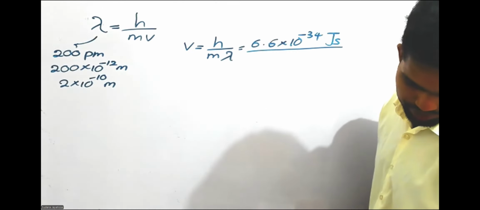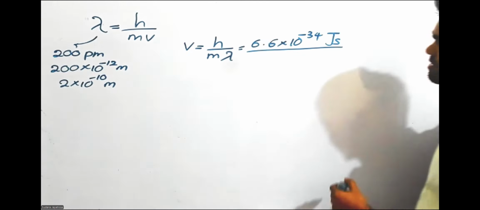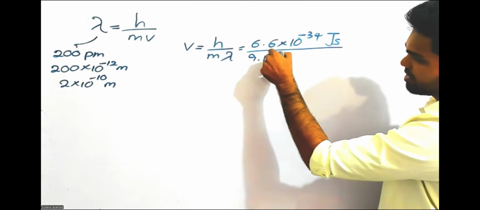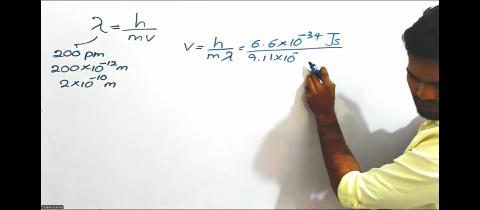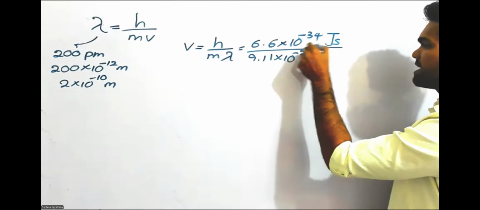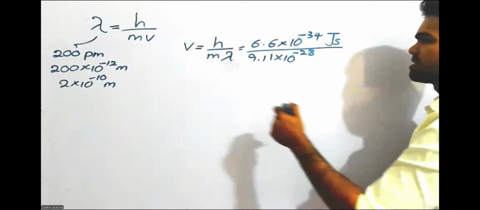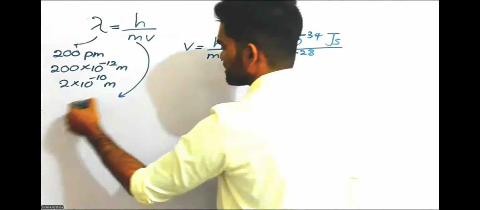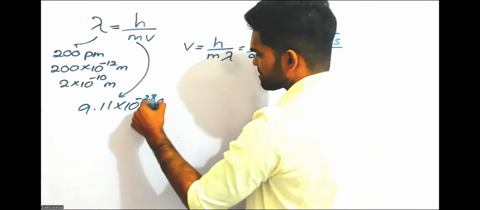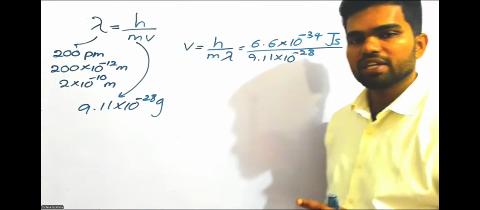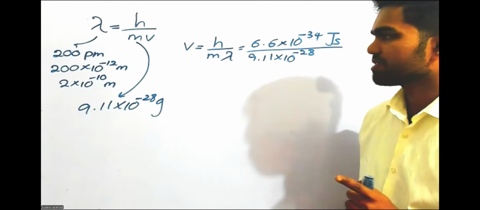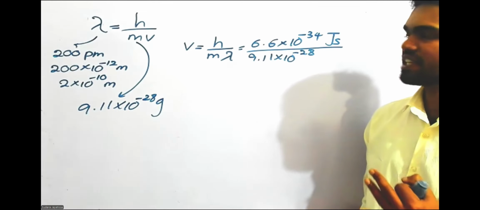Then you have the mass of the electron, 9.11 into 10 to the power minus 28 grams. So the mass is given as 9.11 into 10 to the power minus 28 grams. In this equation you can't put grams. Remember, it must be kilograms, otherwise the units will not get cancelled.